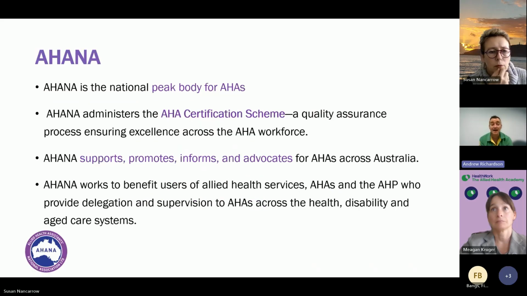So for those of you that aren't aware of us, we are the peak body for AHAs. One of our main projects we've been doing is our AHA certification scheme. So it's our quality assurance of what we expect for practicing members within our association and what you can expect for businesses by joining with us. We support, promote, inform and advocate for AHAs all over Australia.